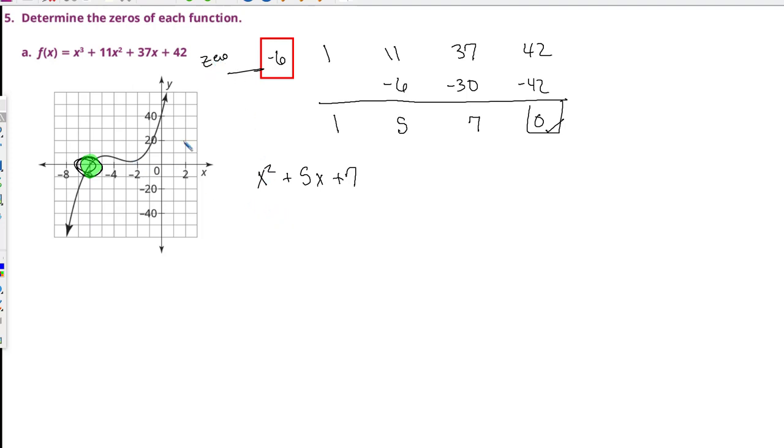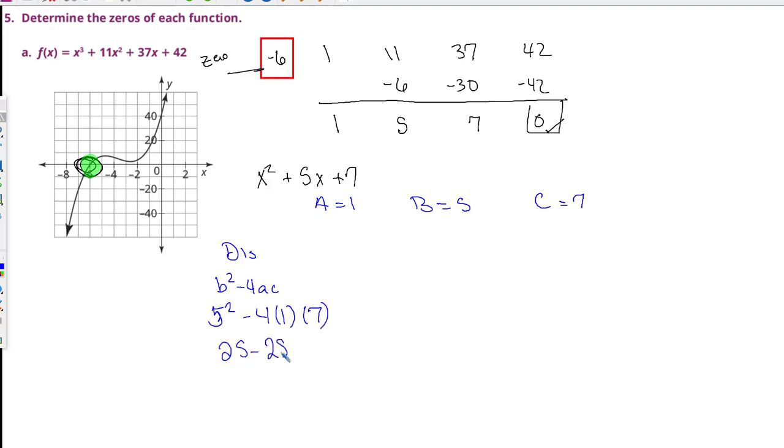To find the other one, we already know it's going to be imaginary, so there's no point in us trying to factor. So let's go ahead and identify our A is 1, B is 5, and C is 7. So find our discriminant, b squared minus 4ac, so 5 squared minus 4 times 1 times 7, so 25 minus 28 gives me a negative 3.